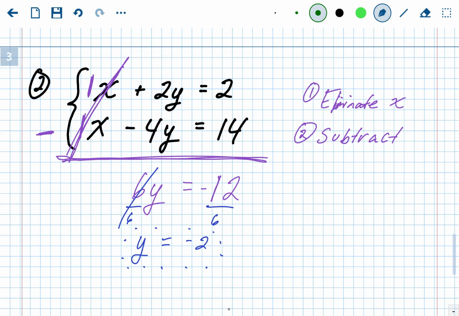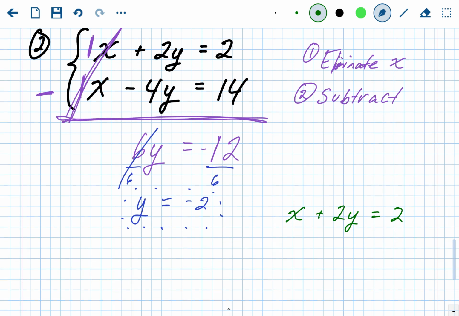To find x, pick one of the equations. Doesn't matter which one you pick. You pick the top one, you pick the bottom one. I usually pick whichever ones have small numbers and positive signs. Okay, because again, negatives people tend to mess up. So if there's only pluses, if there's positive numbers, I'm picking that one. So in this one, I'm picking the top equation. x plus 2y equals 2.